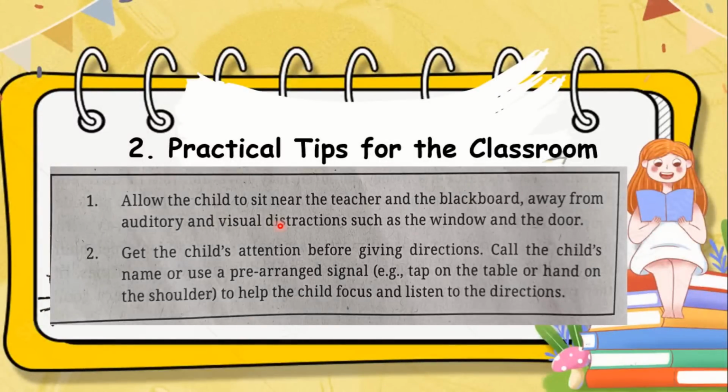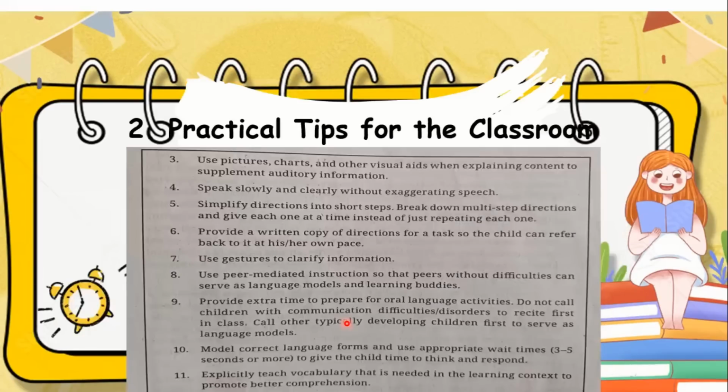Number 1, allow the child to sit near the teacher and blackboard, away from auditory and visual distractions such as the window and the door. Get the child's attention before giving directions. Call the child's name or use a prearranged signal. Tap on the table or hand on the shoulder to help the child focus and listen to the directions. Use picture charts and other visual aids when explaining content to supplement auditory information. Speak slowly and clearly without exaggerating speech.